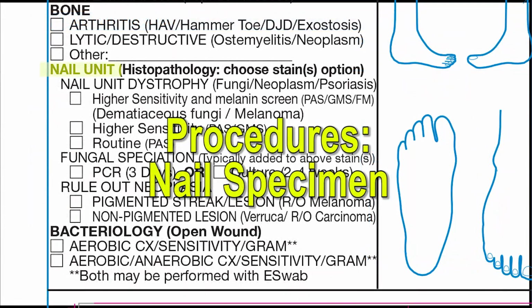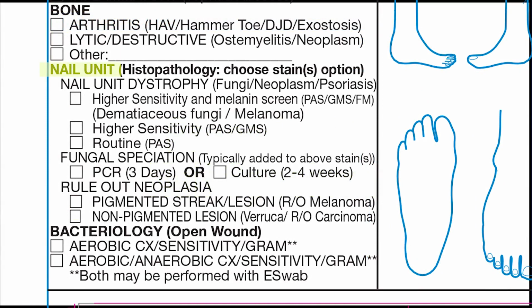Nail specimen. Specimens consisting of nail must have an order before any testing can be performed. If the concern for the patient is fungus, the following options are available for detection. Histology stains. Highest sensitivity consists of PAS, GMS, and FM. Higher sensitivity consists of PAS and GMS. Routine sensitivity consists of PAS alone.